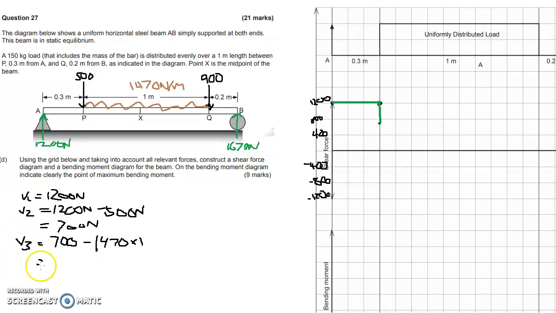So 700 take 1470 is minus 770. So I know at the end of this UDL, when this next point load acts, which is right here, my value is going to be minus 770, which is something like that. So now I'm going to go ahead and draw a straight line between them because I know it's going to be a linear thing. And we're nearly done already with our shear force.